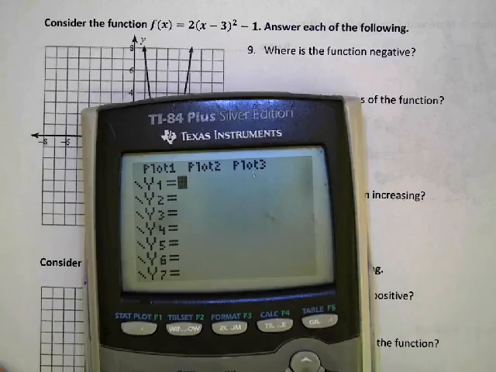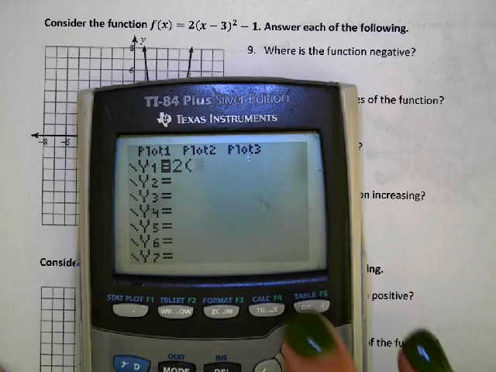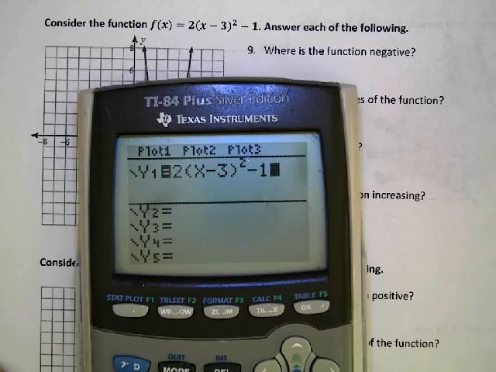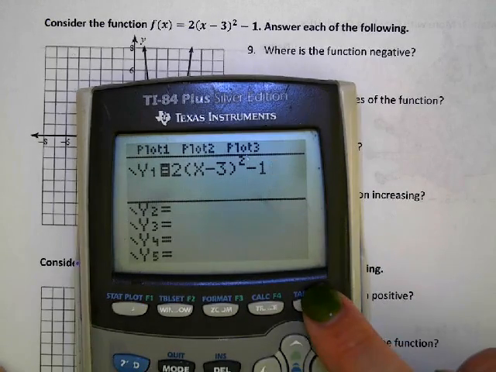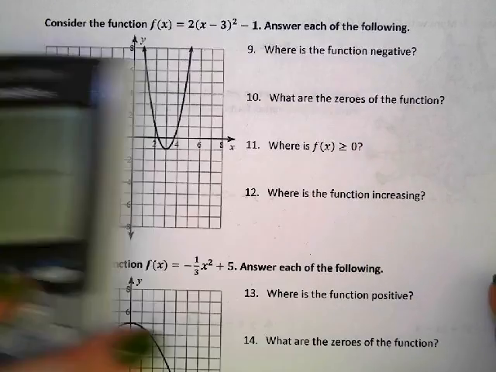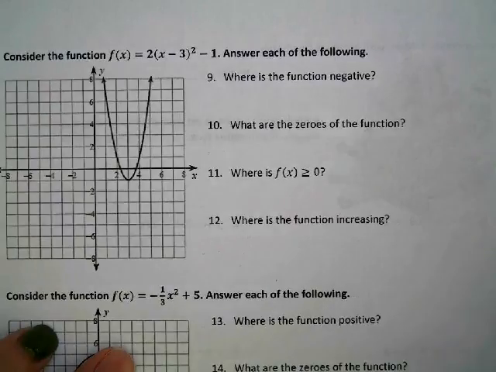So I hit my y equals button so that I could graph it. I've got 2 times x minus 3 squared minus 1. I'm going to go ahead and hit the graph button so I can see it. Right? And so we're answering some questions about the function.